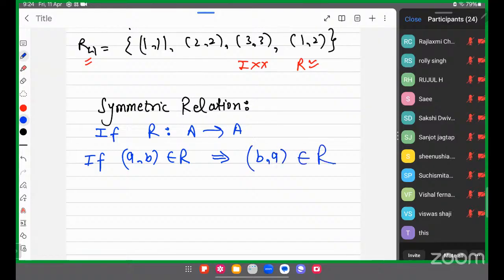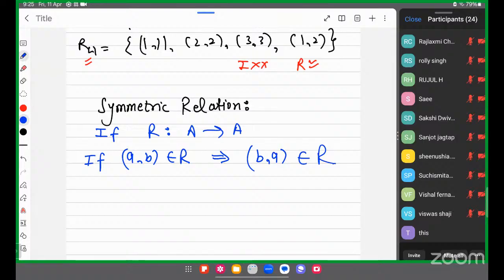Which means a relation will be symmetric if for all ordered pairs there is a symmetric ordered pair. In simple words, it means if (a, b) belongs to R and (b, a) also belongs to R, and this is true for all the pairs, for all the elements of set A, then we will say that relation R is a symmetric relation.